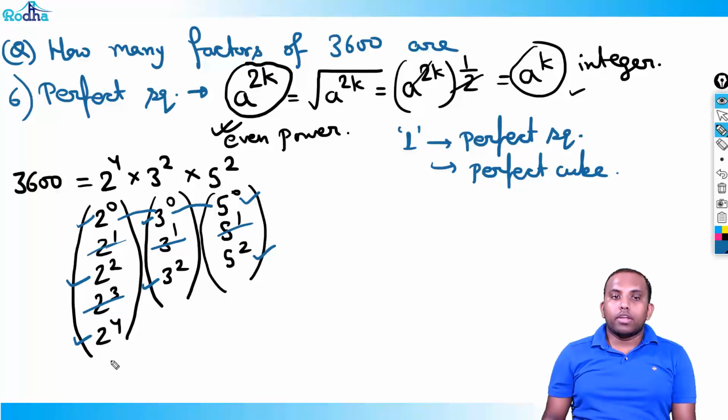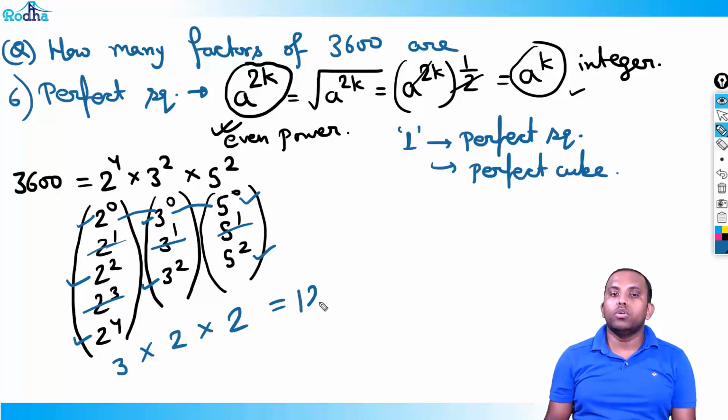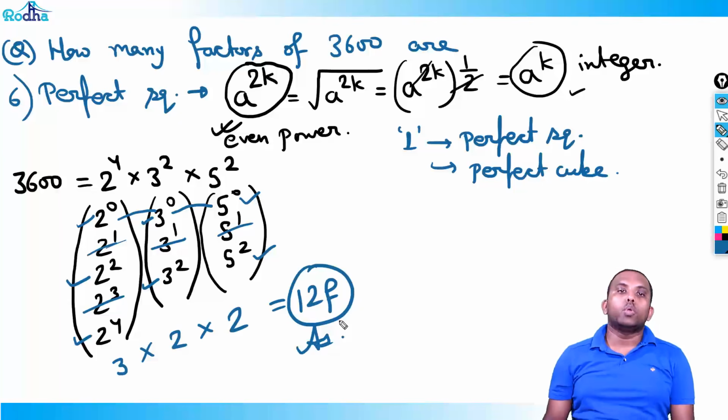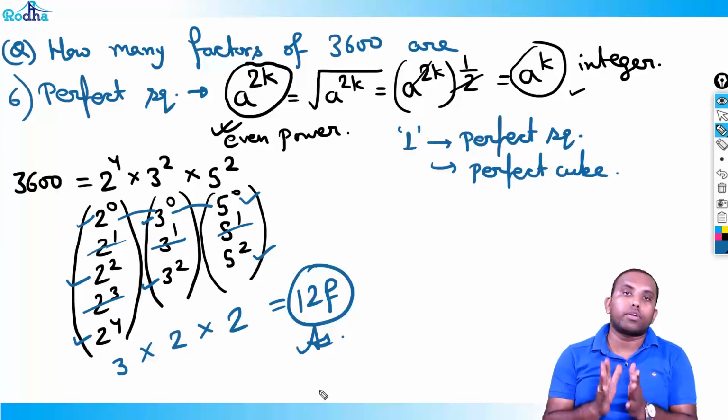So how many terms did I get here? From the first bracket there are 3 terms, from the second bracket 2 terms, and from here 2 terms. 3 into 2 into 2, total 12 factors are there. 12 is the answer. 12 factors are there which are perfect squares. In 3600, out of total 45 factors, there are 12 factors which are perfect squares, right?